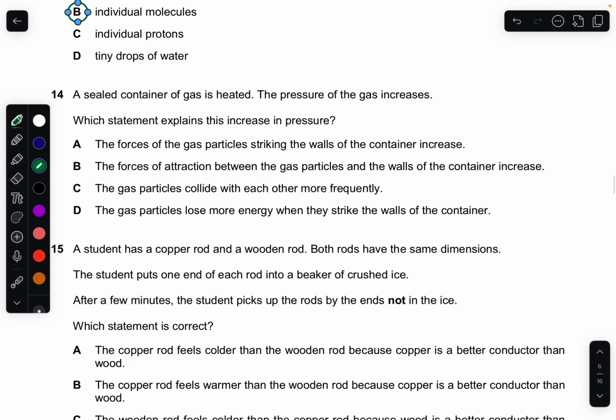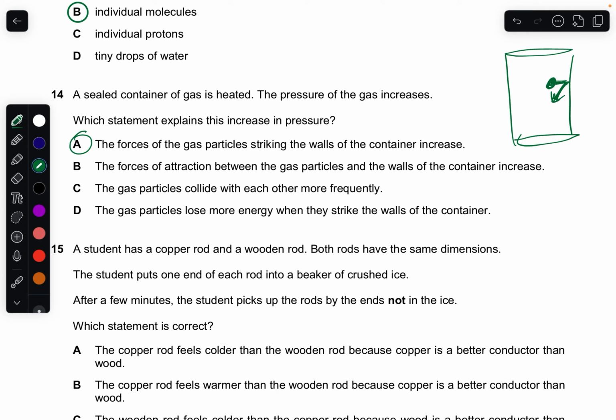In question 14, a sealed container of gas is heated, the pressure of the gas increases. Which statement explains this increase in the pressure? Let's suppose this is the container. When these particles collide with the walls of the container, that exerts the pressure. So that is what matters. When you increase the temperature, they have more kinetic energy, they collide more frequently and with a higher speed, and there is more change in momentum that causes more force. So it's option A that is correct. Why is B not correct? Because pressure is not because of the individual collisions with each other, it is with the wall of the container.